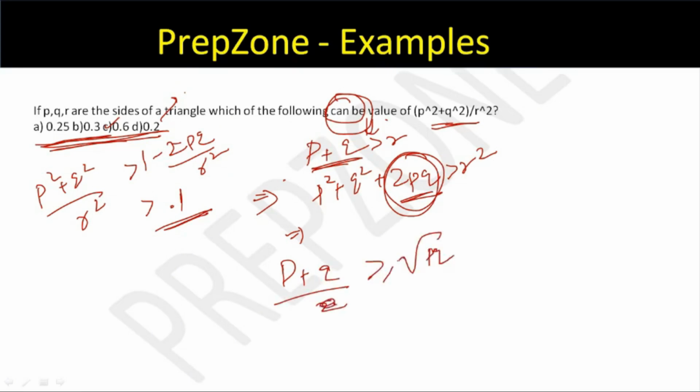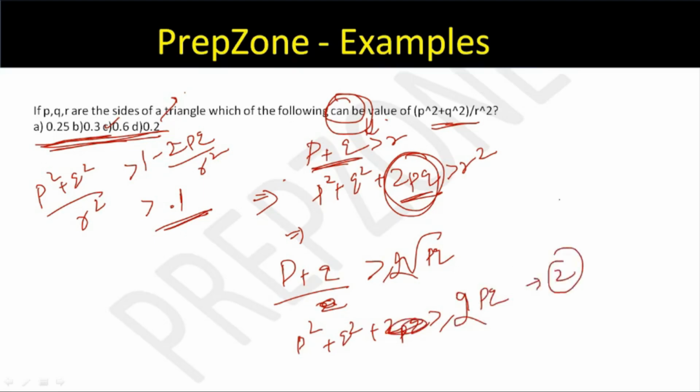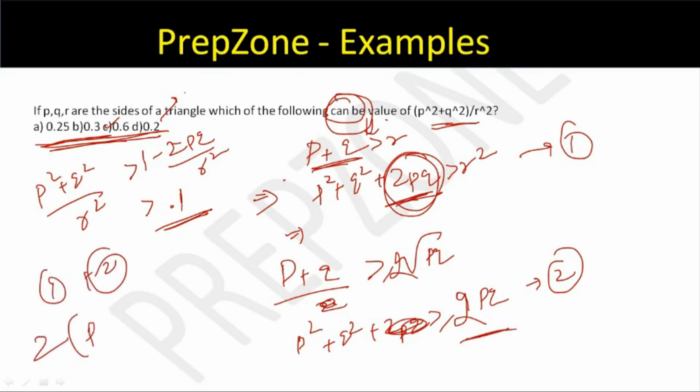Sending the 2 here, I need PQ, so I'll square it. P square plus Q square plus 2PQ is greater than or equal to 4PQ. This becomes 2PQ. So P plus Q whole square is greater than 2PQ. This is my second equation. My first equation was this. In this one 2PQ is on the left hand side, in this one 2PQ is on the right hand side. I'll just add 1 plus 2. What will we get? Twice of P square plus Q square; the 2PQ will cancel out, greater than R square.